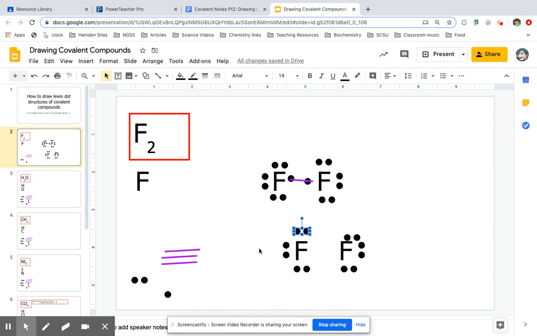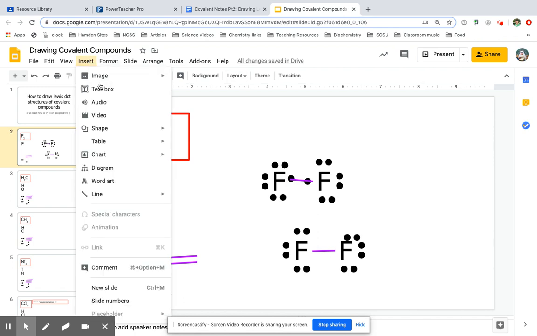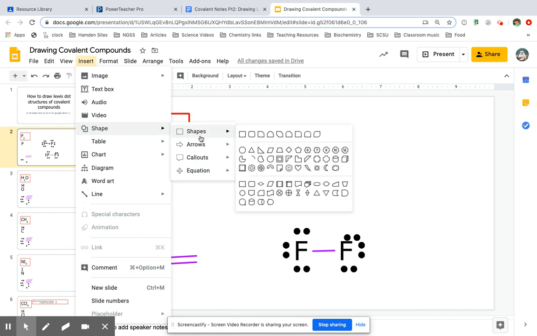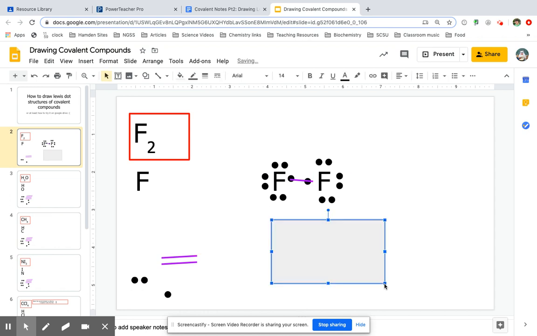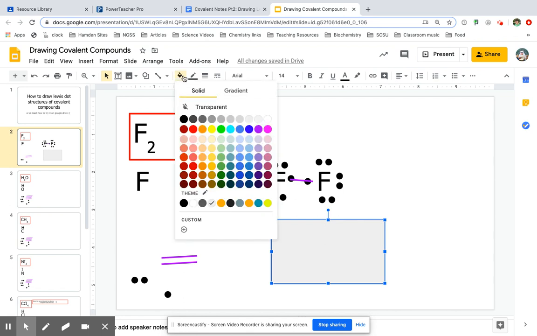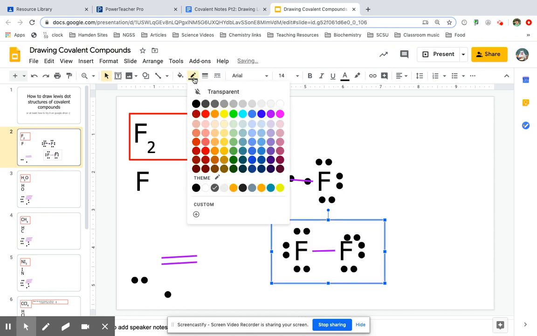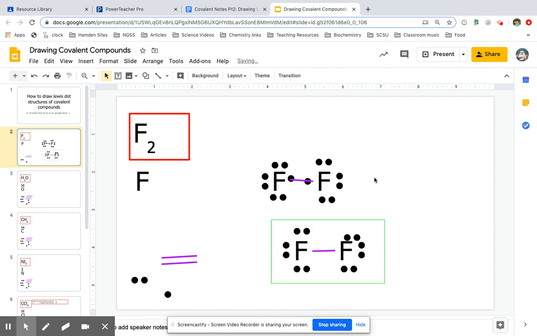And now to make this look a little bit cleaner, I'm just going to put the purple bond in between, but not show the two dots that were connecting it. So this is my final structure. And what I'm going to do is put a box around that final structure by inserting a shape. The shape that I'm going to insert is showing you what my final answer is. So I'm going to put a box around this, we want to make it a transparent box, and I'm going to make the color green to show that this is my final answer. All right, there's fluorine.